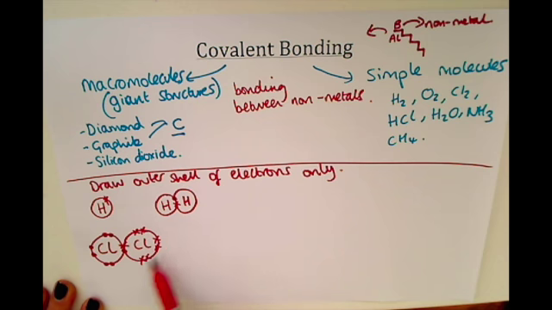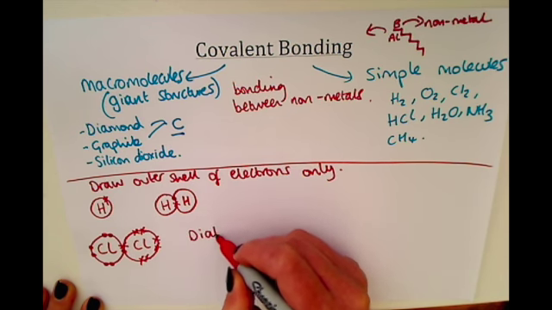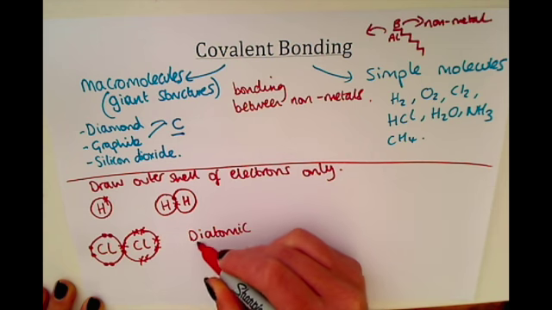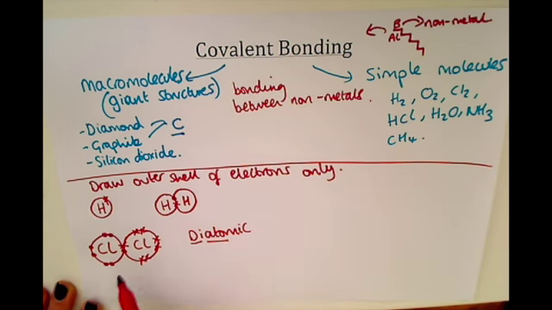Molecules that go around in pairs like this are called diatomic molecules, so di meaning 2, and atoms, diatomic molecules. There are lots of examples of covalent molecules that are diatomic.